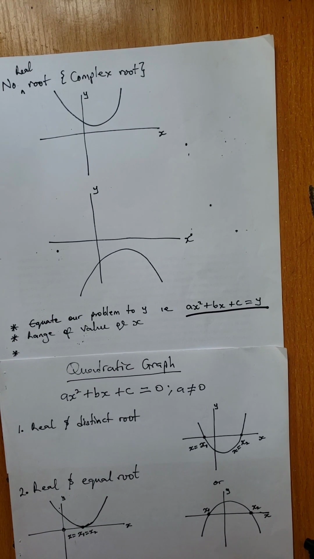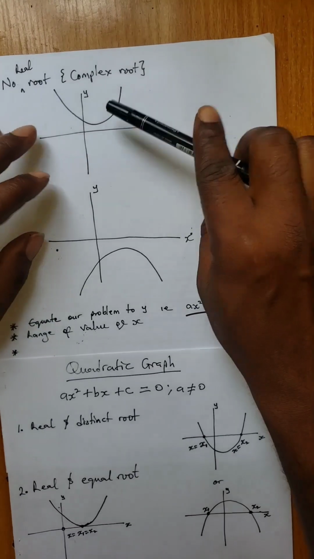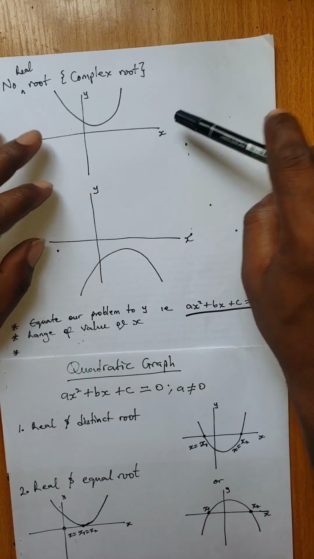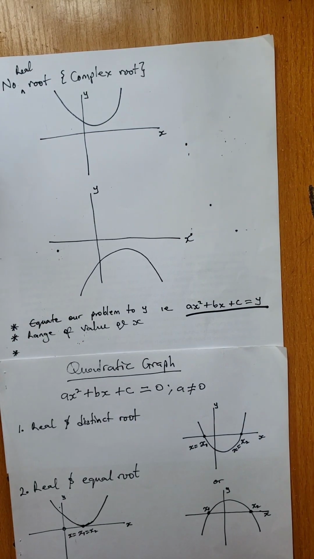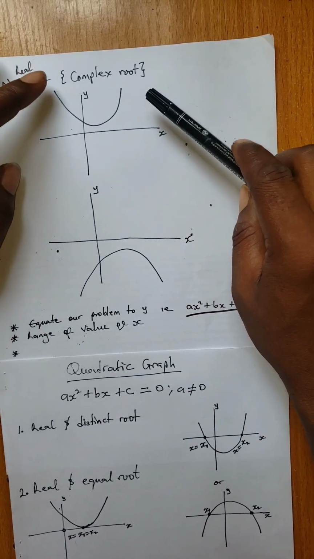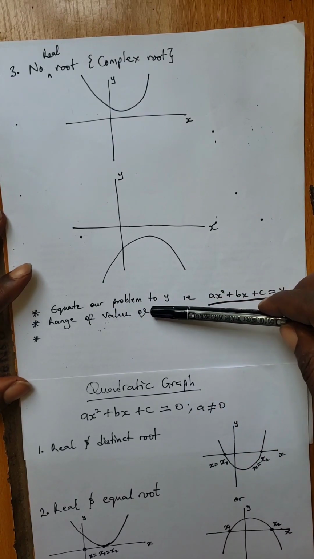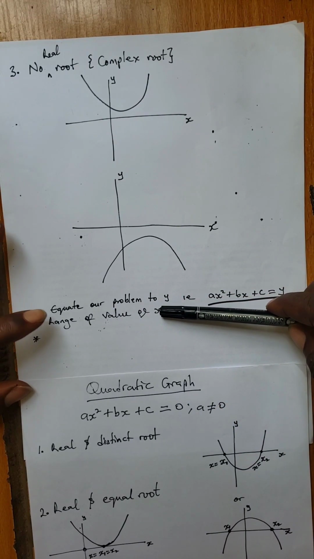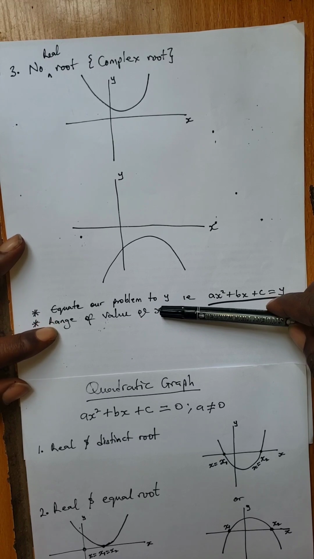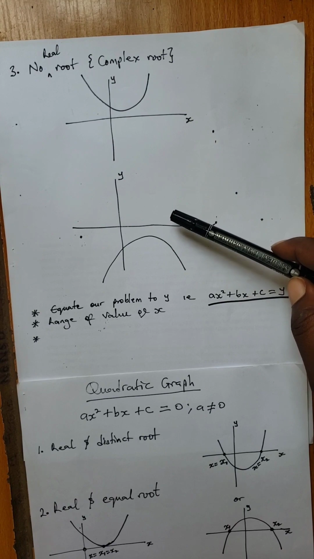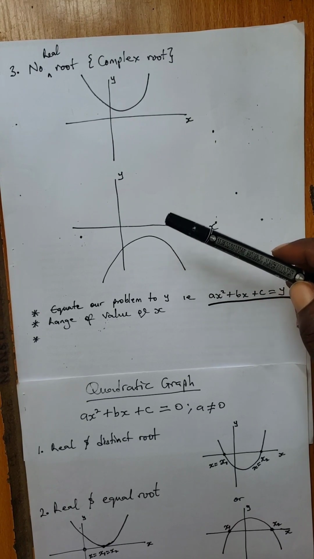Why are you given the range of values of x? Because we don't want you to plot this curve to infinity. We want you to have an exact value where the curve will start and end. We need the range of x, because this range of x will help you to get the corresponding values of y that will help you to plot your graph.